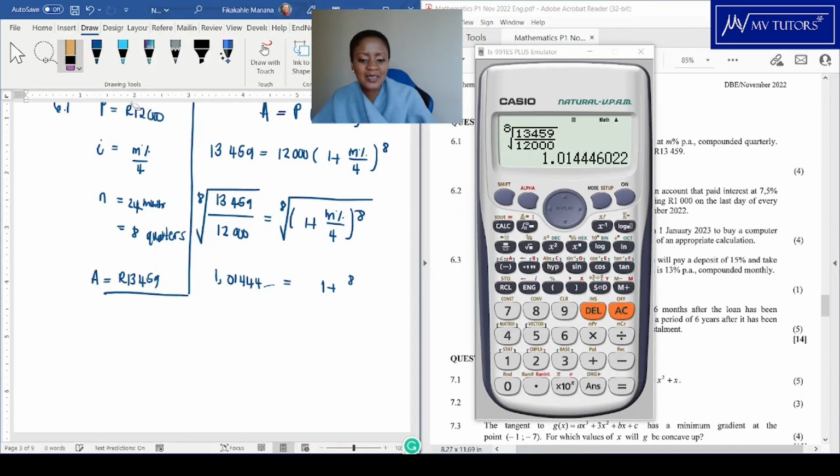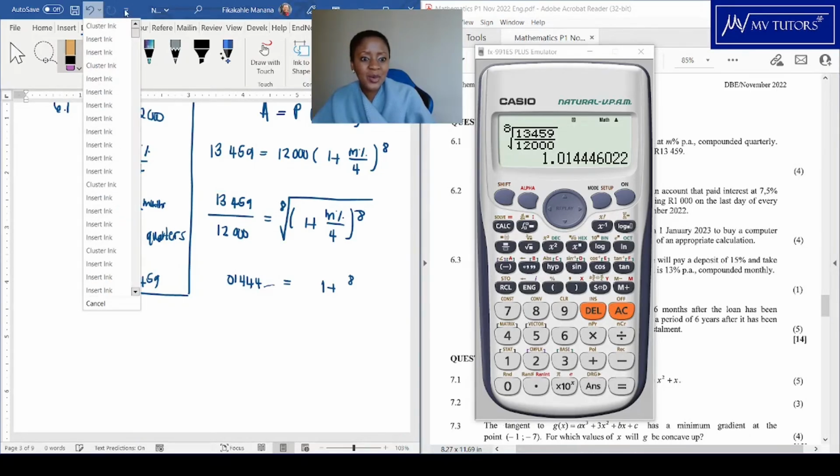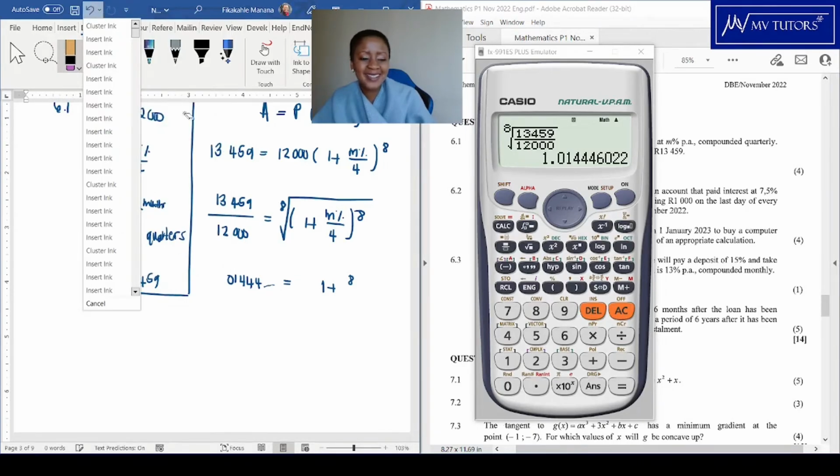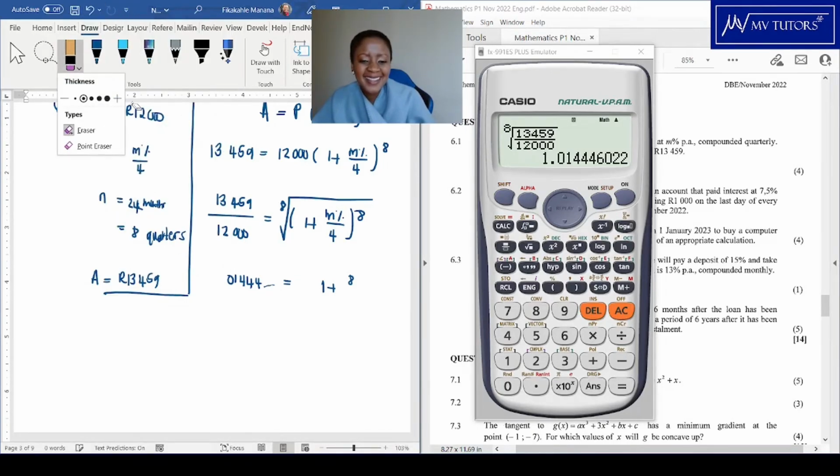My eraser doesn't want to work. My laptop is now malfunctioning on me. What is happening? I can't erase. Alright, guys, let's just see when technology fails.